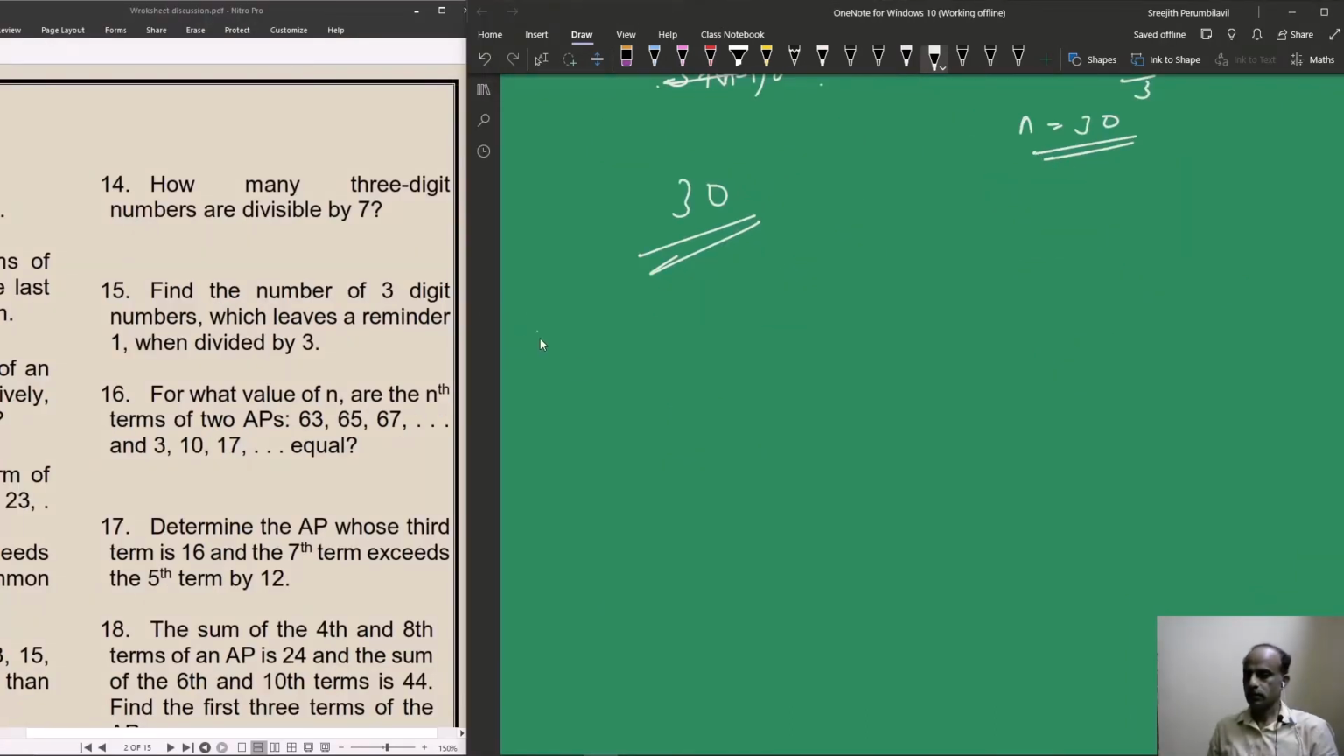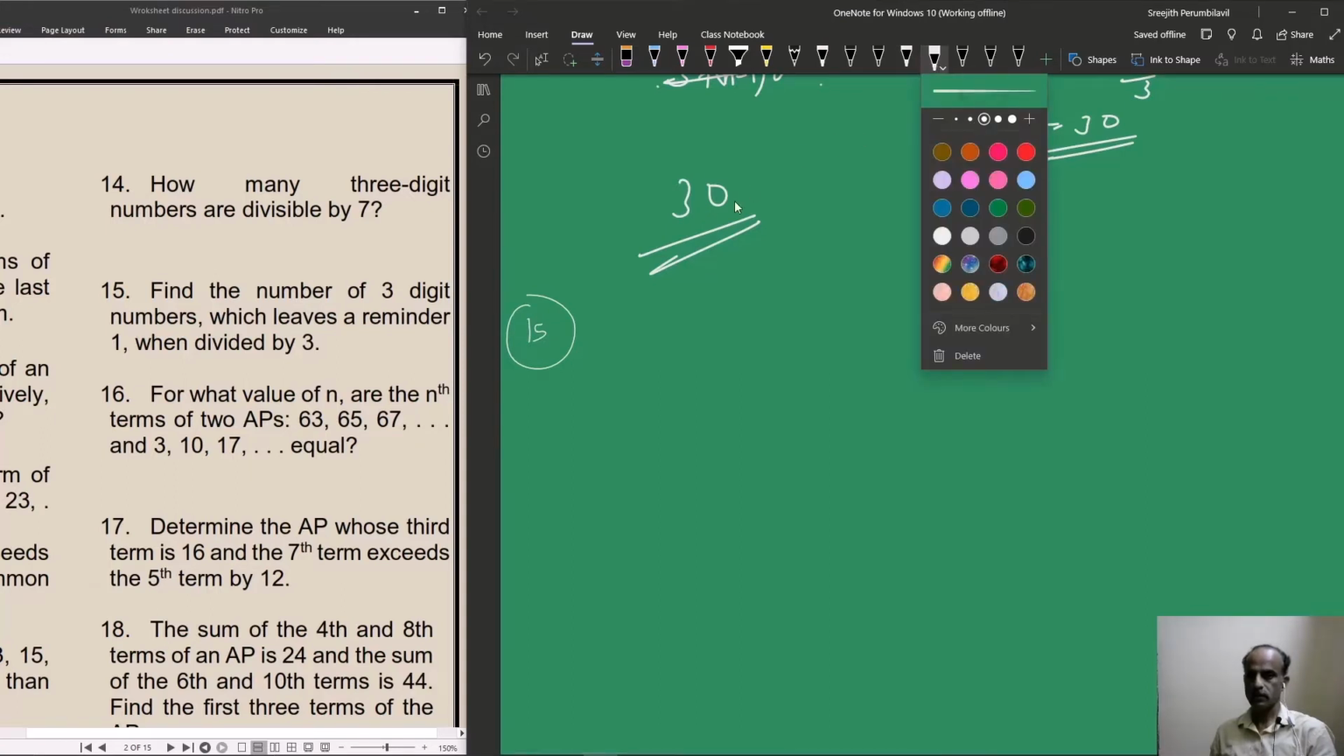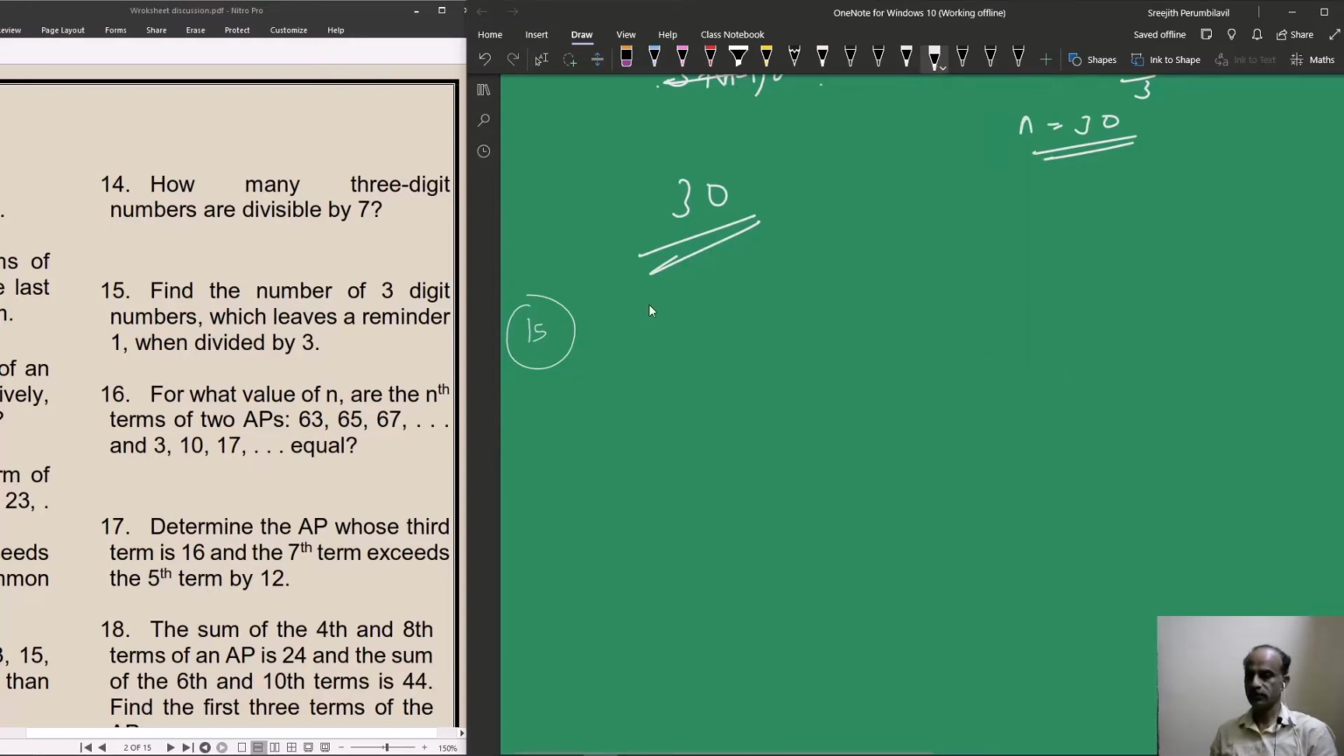Okay, next question, question number 15. We will go for question number 15. Find the number of 3-digit numbers which leave a remainder of 1 when divided by 3. Find the number of 3-digit numbers.